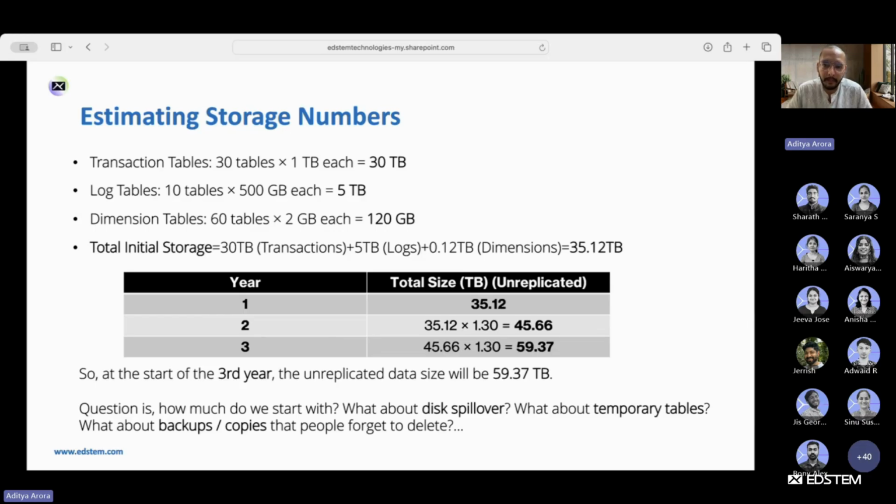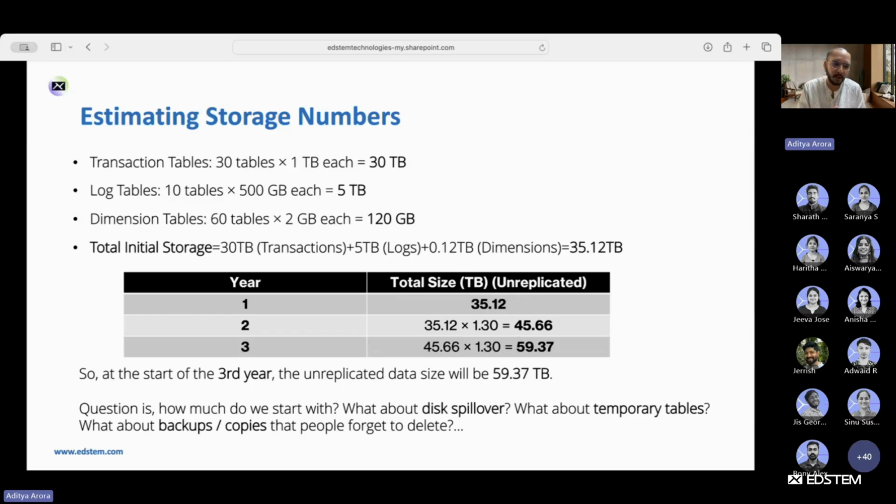Then you have a 5 terabyte backup in your system, and let's say their process got successful, so they forgot about their backup or the copy that they took. So that 5 terabyte is going to stay in your system. So you need some buffer for that kind of scenario as well.